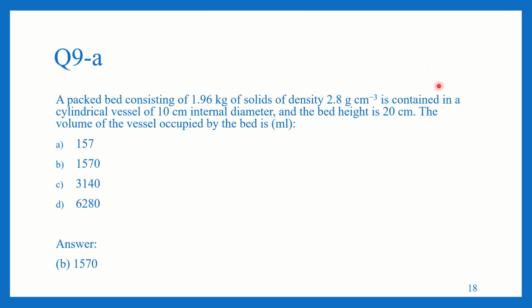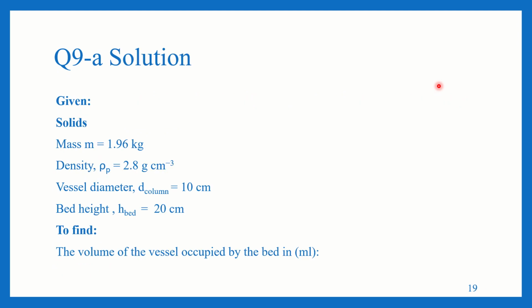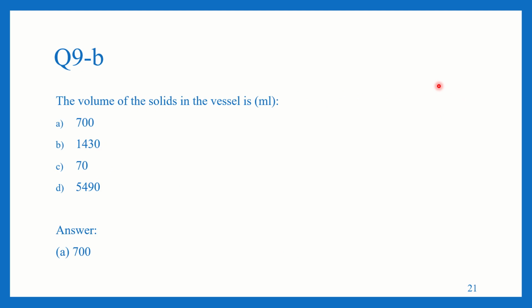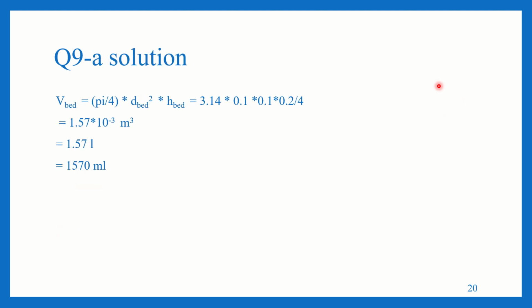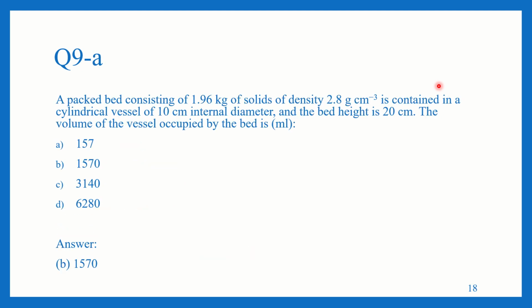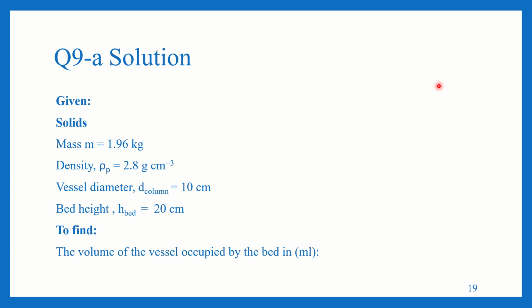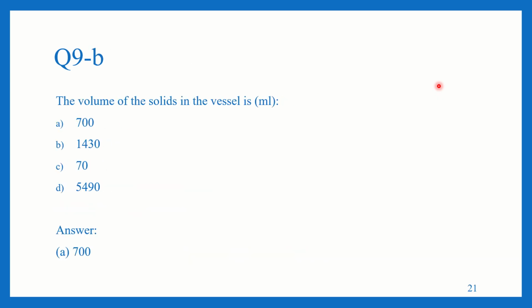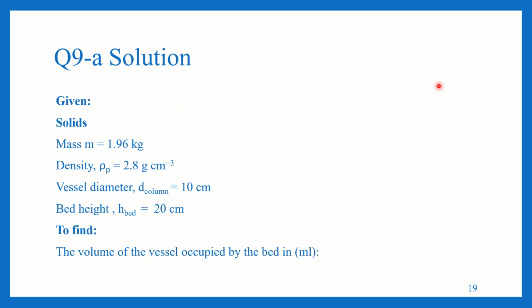And question 9 was about a packed bed containing solids. Parts 9A, 9B, 9C and 10 were all part of a similar, single question, where first we calculate the volume of the vessel occupied by the bed, and next the volume of the bed alone, that is the solids alone. So this one is a direct question.